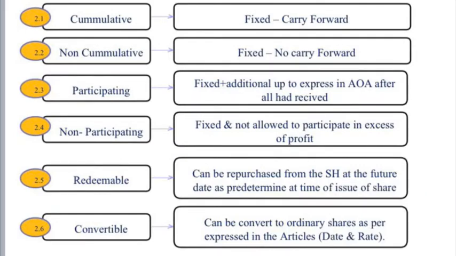Next is redeemable preference share. It can be repurchased from the shareholder at a future date as predetermined at the time of issue of the share. And lastly, the convertible preference share can be converted to ordinary shares as per the articles of association, but the company will fix the date and rate for every share. So that's all for the preference share.